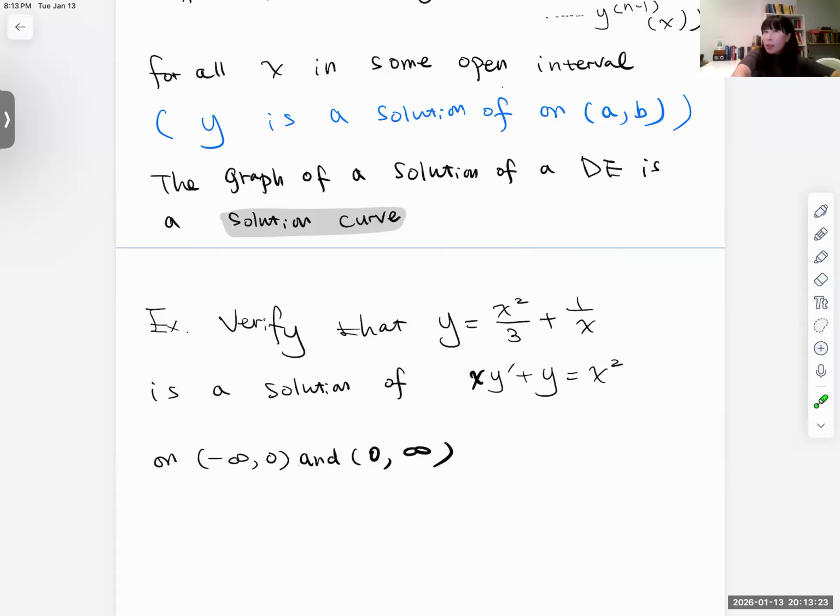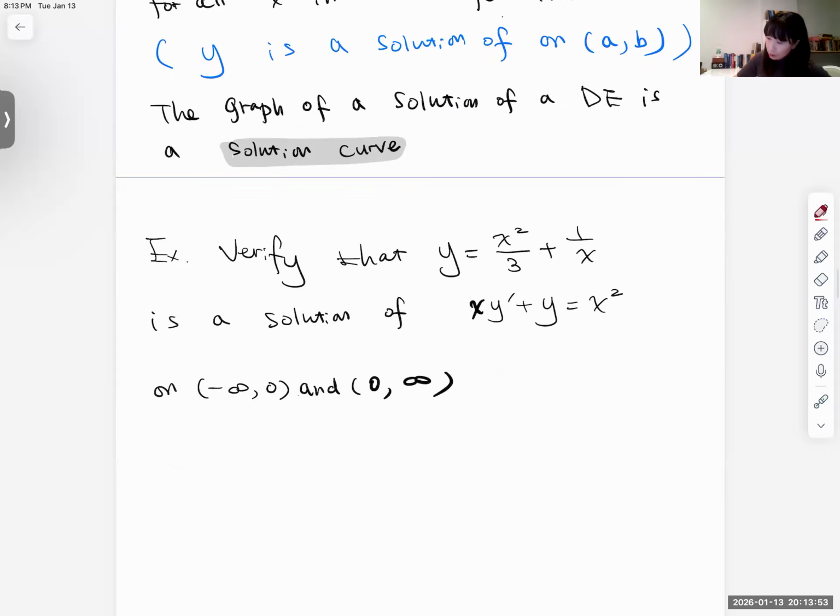Make sense? Then we check whether that equation gives x squared on the other side. Check it out. Okay, let us do that. In order to do that, we have to know y prime. So what is y prime?